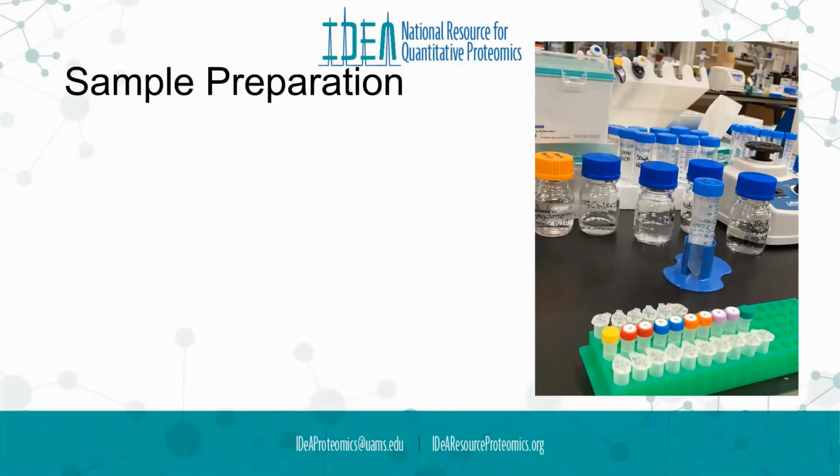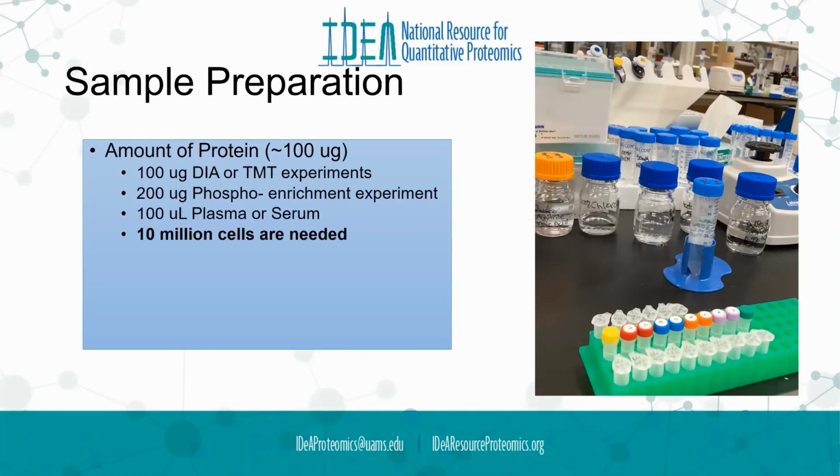Now some advice about sample preparation. You need to send in each sample about 100 micrograms of protein to be able to do both the DIA or the TMT experiments. If you're thinking about an enrichment experiment, then you need to send double that. And if you're working with plasma or serum, 100 microliters works fine. For cell cultures, 100 micrograms equates to about 10 million cells.